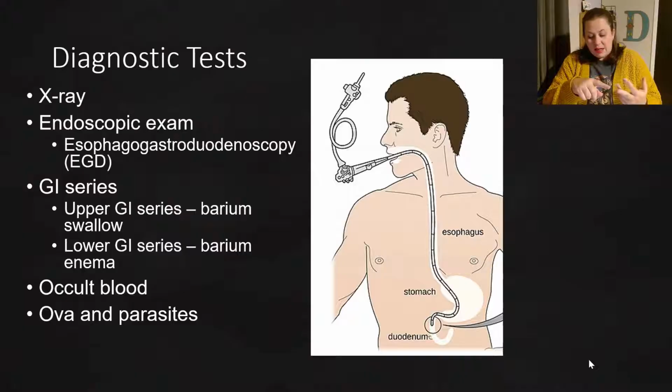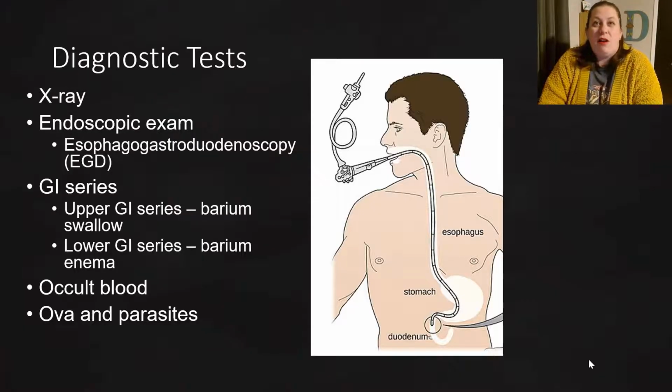We have the sigmoidoscopy. That one's going to look at the sigmoid, so we can be very specific. This really large one that you see here, that we call an EGD, the esophagogastroduodenoscopy, is going to be a total upper GI. We're looking at the esophagus, the stomach, and the beginning part of the small intestine known as the duodenum. Because of that, it's looking at that entire upper GI system.